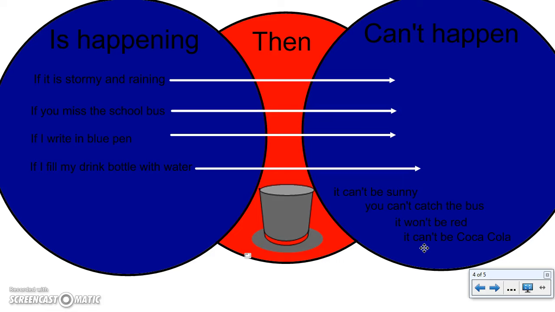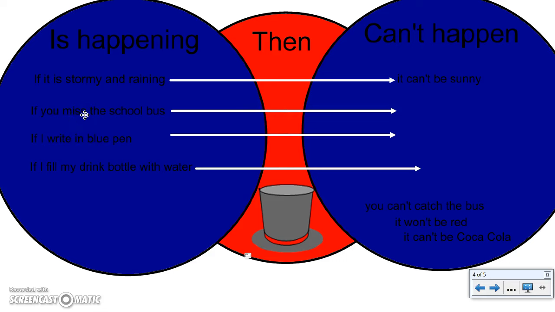Okay, so if we have a look at the first thing there, it says If it is stormy and raining, that has to travel through the red circle, then let's have a look. If it's stormy and raining, then it can't be Coca-Cola. No, that doesn't quite sound right. If it's stormy and raining, it can't be sunny. Yeah, I think that's about right. So the students would come and move it up like so. Then we go to the next one.